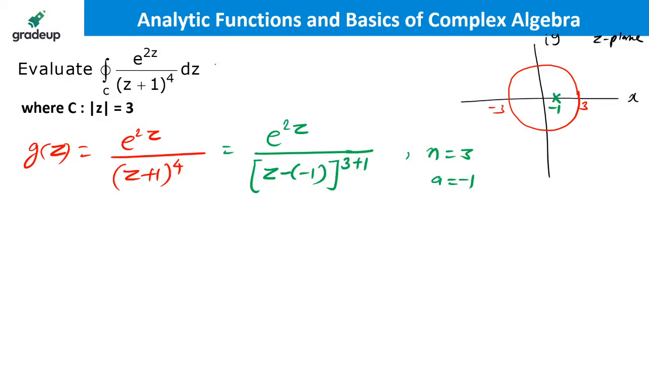So, answer for this will be 2 pi I upon factorial n, nth derivative of numerator evaluated for z equal to a. A is minus 1.